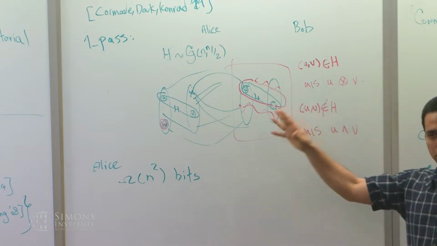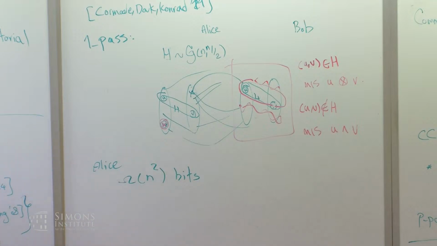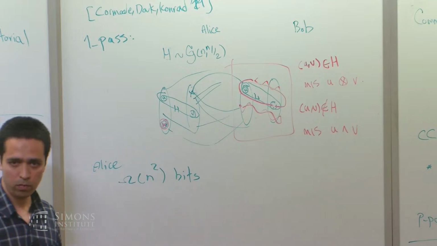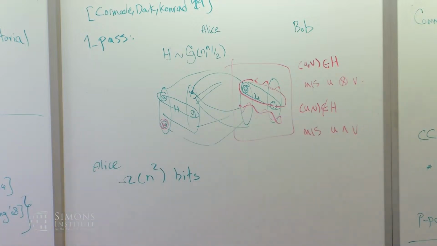Yes, you can just literally reduce to index and be done with this. So that's a one-pass lower bound. You can prove a one-pass lower bound. Let me try to extend this to two passes.